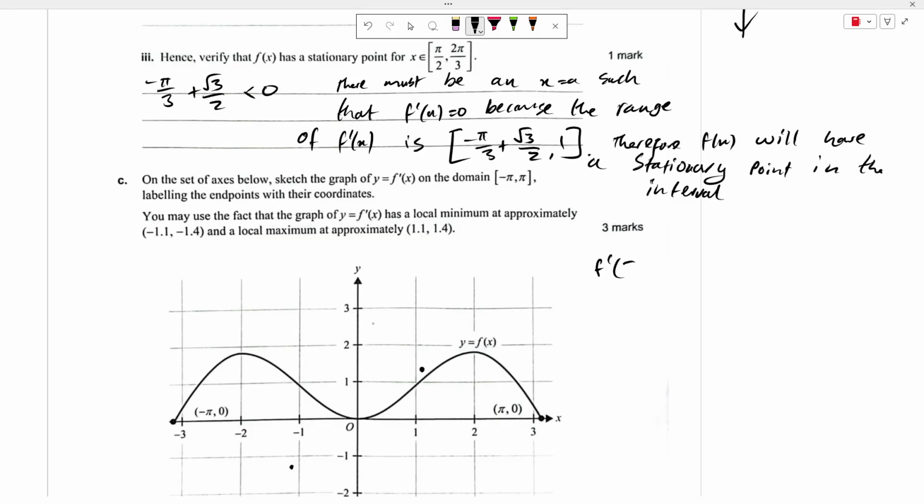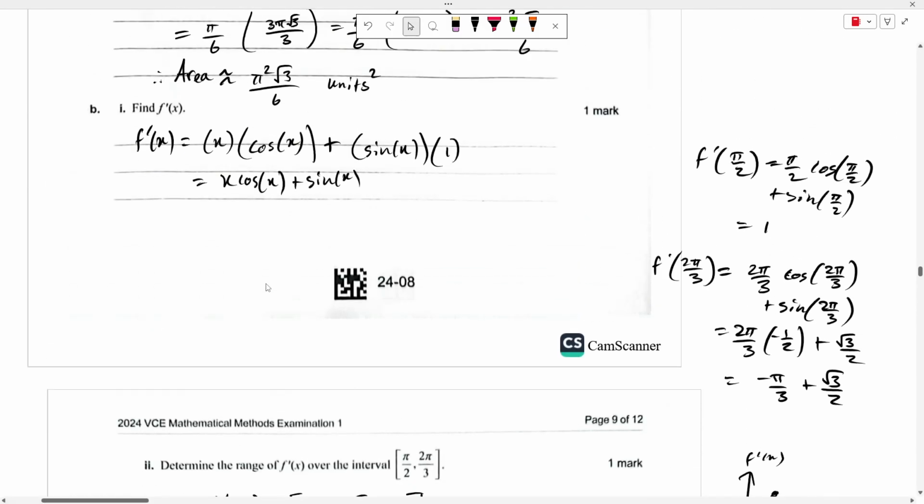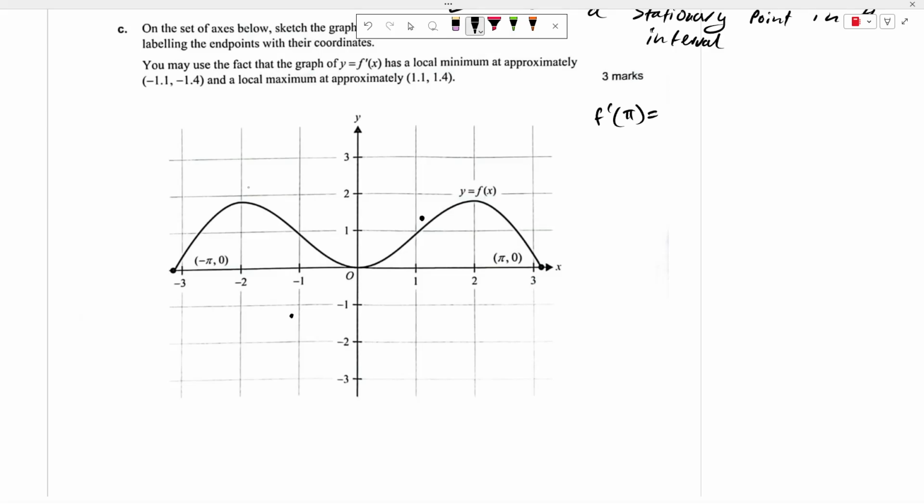So f dash of pi, that's going to be pi times cos of pi plus sine of pi. Now cos of pi is negative 1 and sine of pi is 0. So this is negative pi. So it should be pi comma negative pi. So somewhere around here. So that's pi comma negative pi. And I've done an open circle.